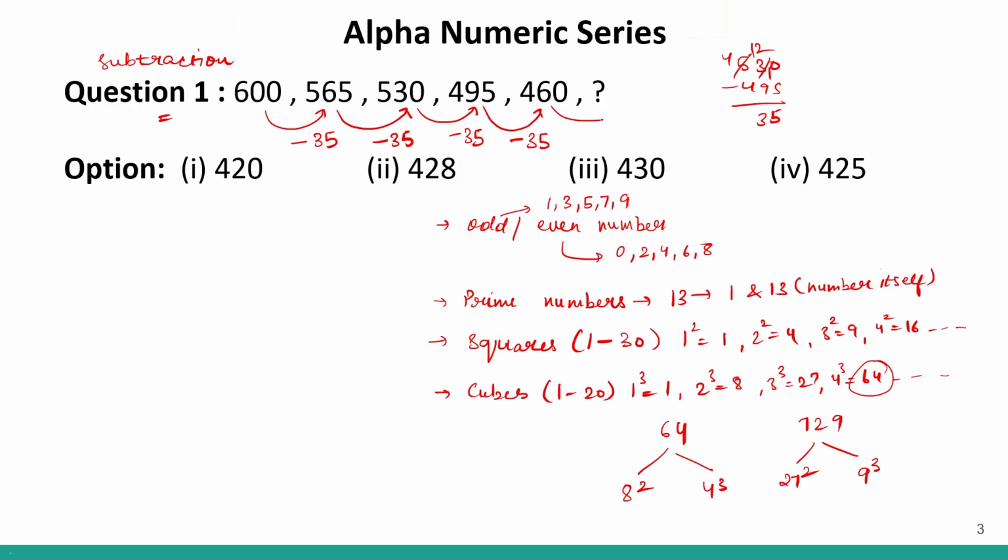So if I subtract 35 from 460, I will get 425. Correct? I'll get 425. This will be my answer. 425 will be the answer to this question. Clear? It is given in option number 4. So option number 4 will be the answer to this question. Correct?